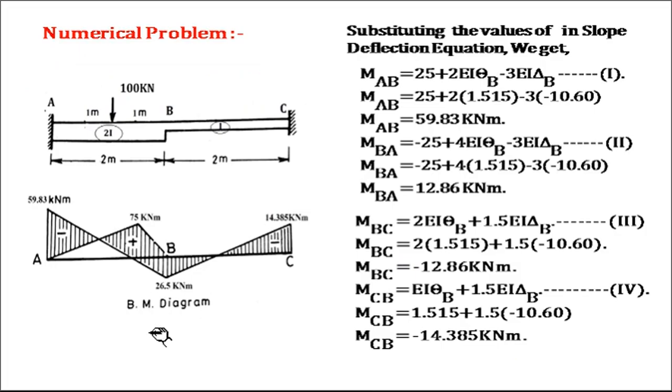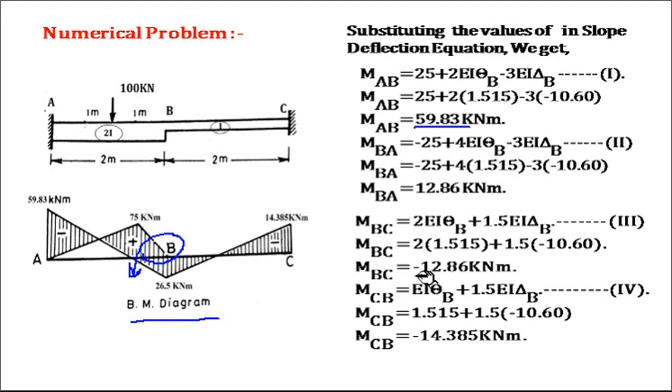So here you have to draw the bending moment diagram. Okay. So moment in member AB, here it is 59.83. Okay. So 59.83. Now here in BA, it is acting in anti-clockwise direction. So here you have to rotate the joint B in anti-clockwise direction. So if you rotate the joint B in anti-clockwise direction, it is coming down.